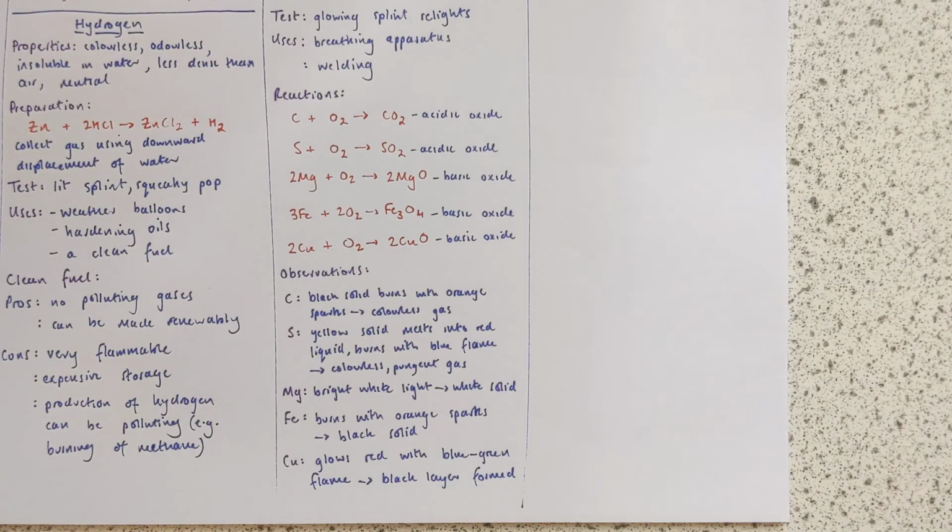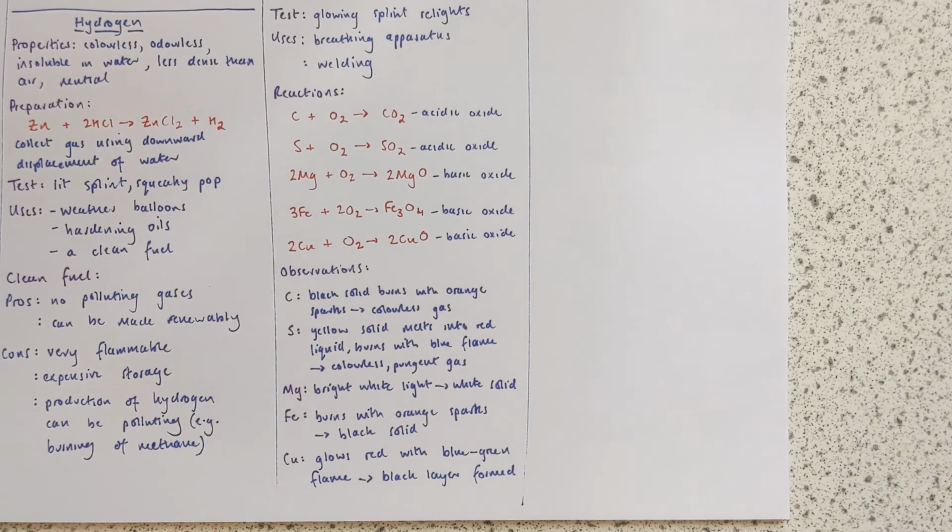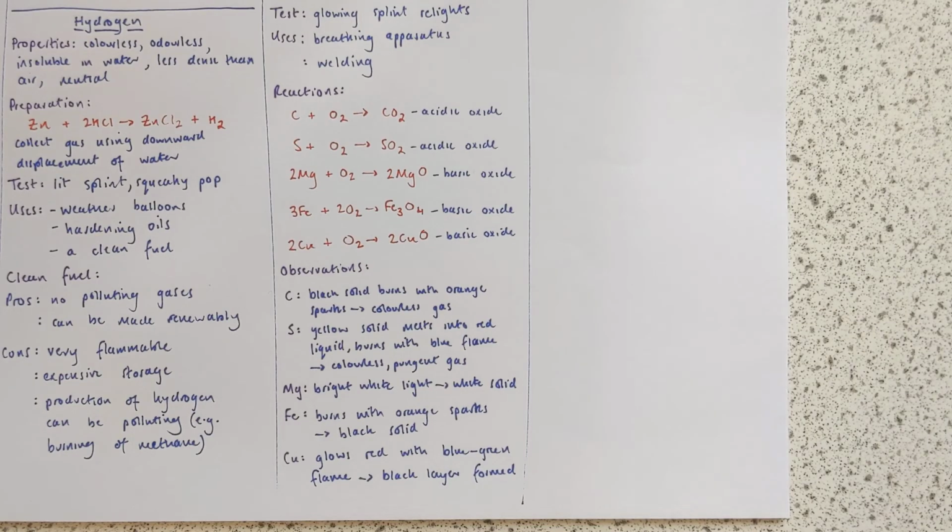These are the observations you're meant to know for those reactions. For carbon, the black solid burns with orange sparks to form a colourless gas. For sulphur, the yellow solid melts into a red liquid. It then burns with a blue flame to make a colourless pungent gas. Magnesium burns with a bright white light and forms a white solid at the end. Iron burns with orange sparks to form a black solid. And finally, copper glows red with a blue-green flame and forms a black layer on top of the copper.